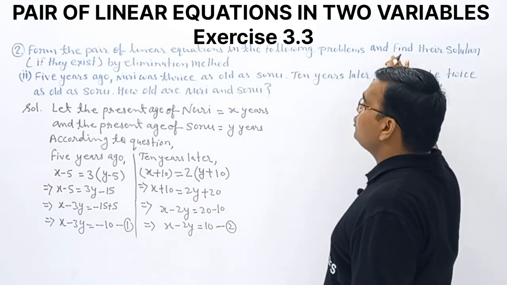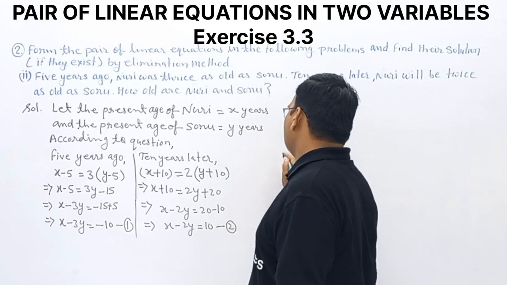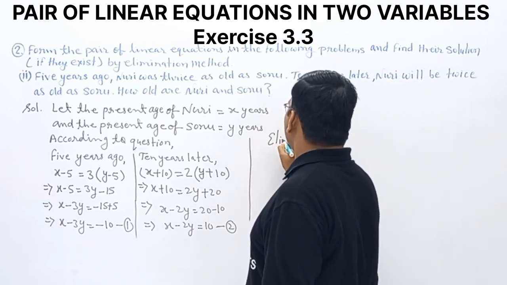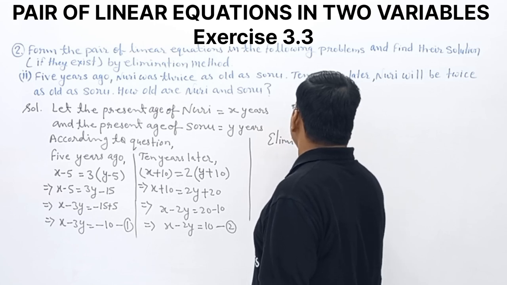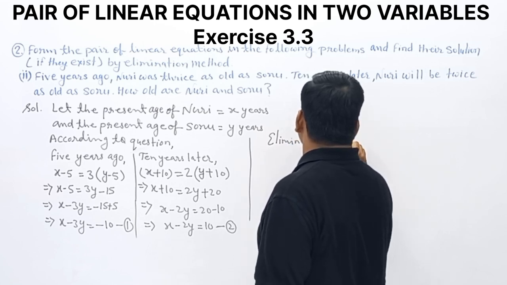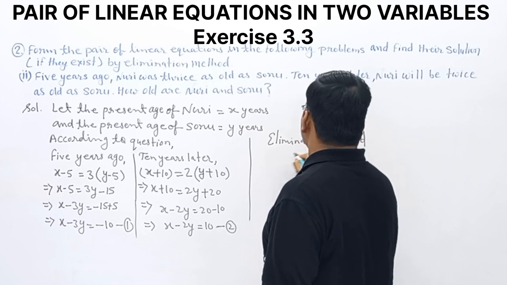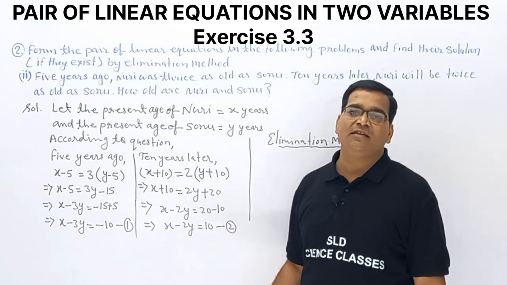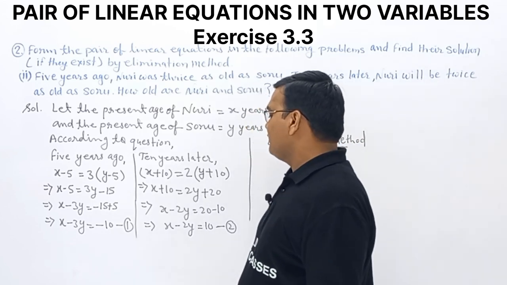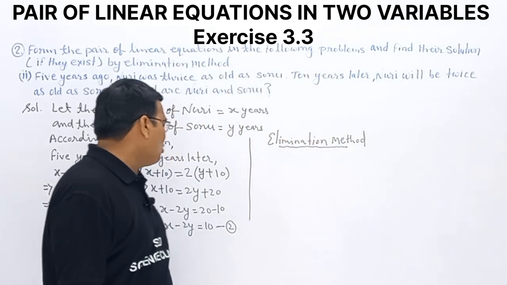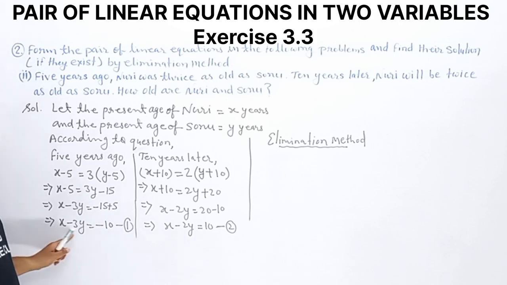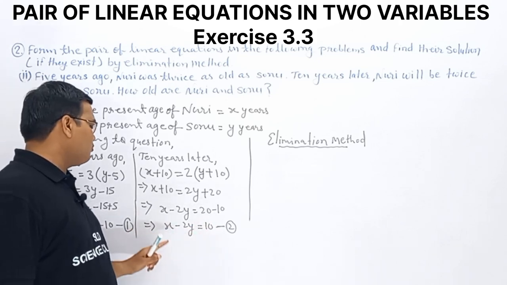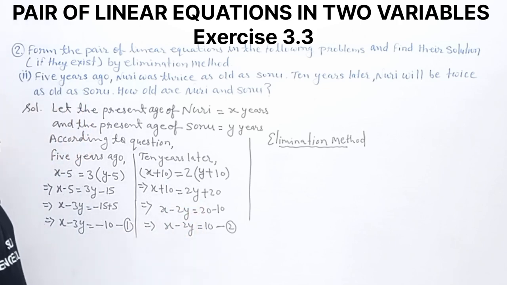Now we want the solution by using the elimination method. By using this method, we want the solution of these linear equations. So how will we find it? In the elimination method we want to eliminate one variable. Now equation 1 is x minus 3y equals minus 10, and equation number 2 is x minus 2y equals 10.